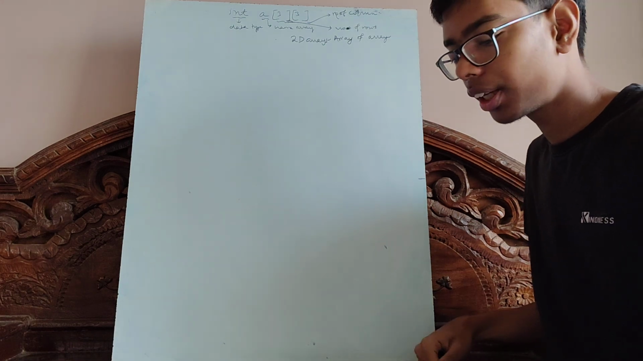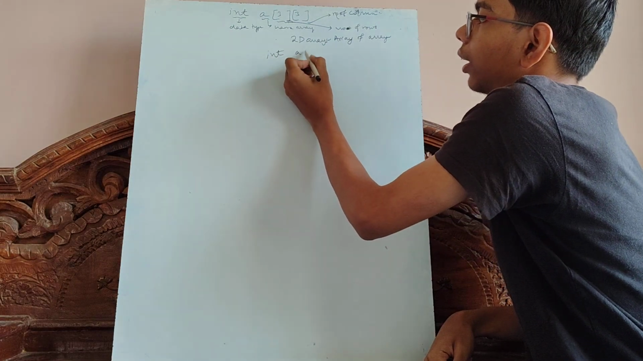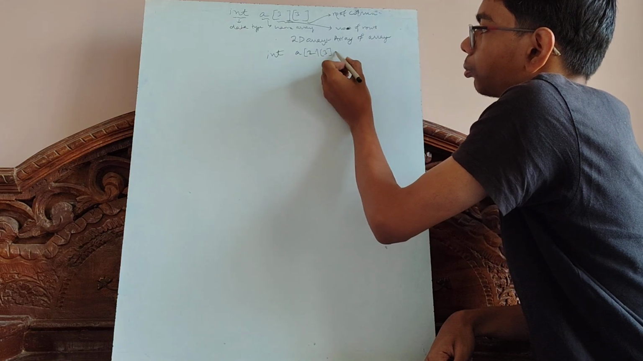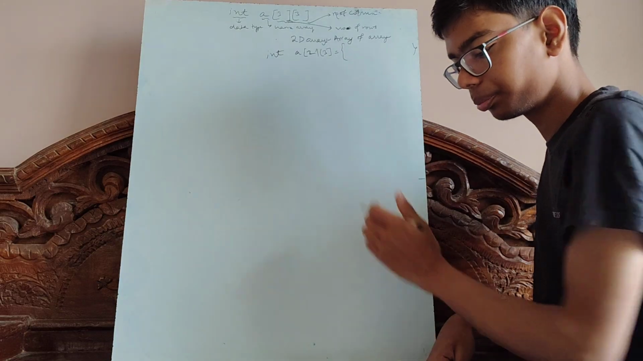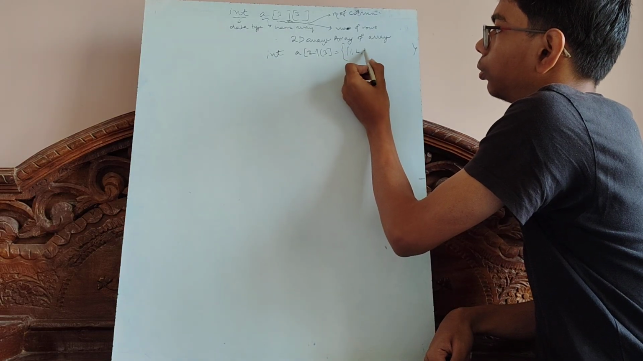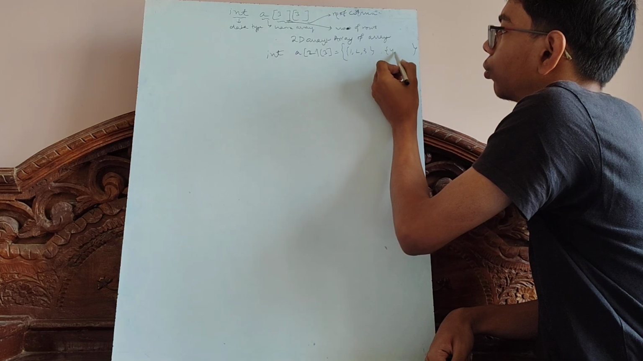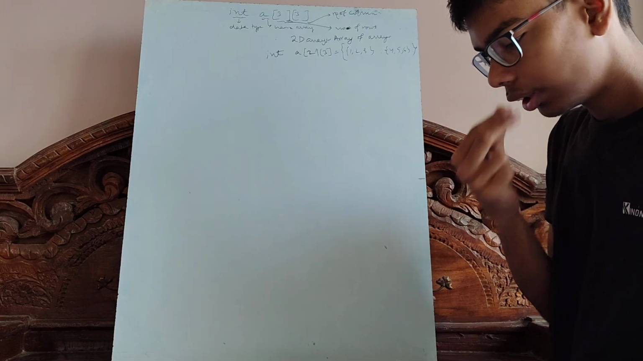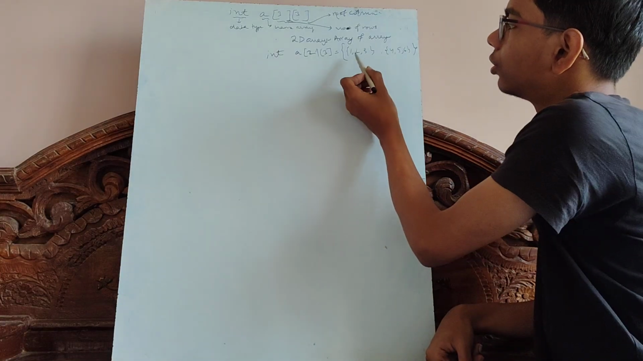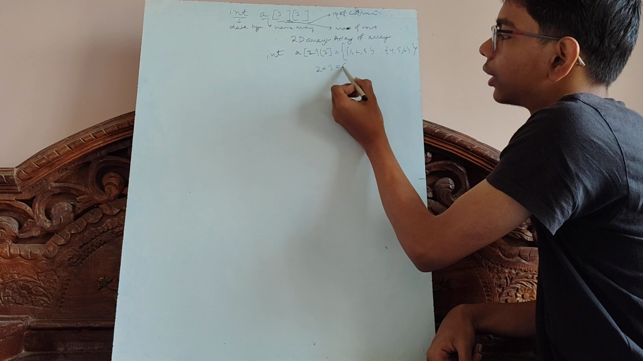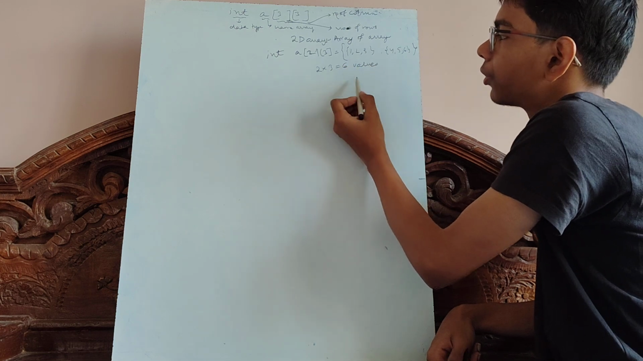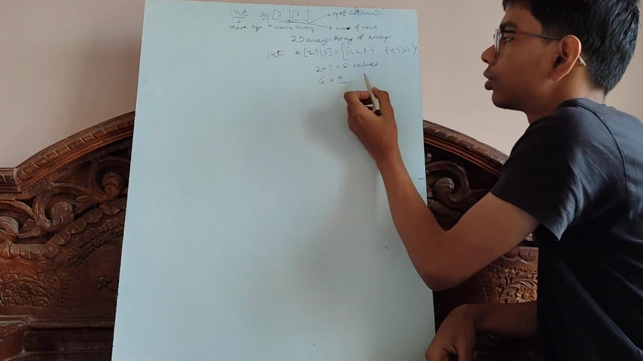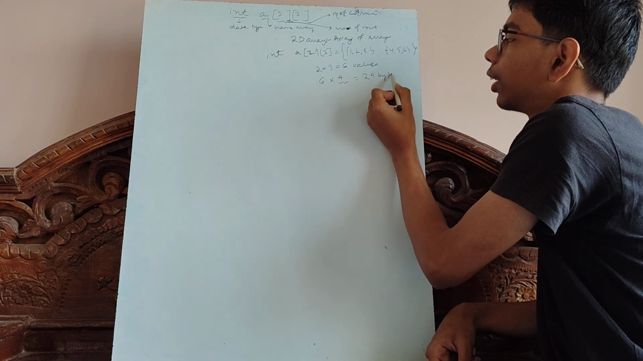Suppose at compile time I have declared an array int a[2][3] as {1, 2, 3} and then {4, 5, 6}, right? So in this array, the total number of values stored will be 2 into 3, 6 values can be stored in this 2D array, and the size occupied will be 6 into 4. This is the size of one integer variable, so 24 bytes it will take, right?